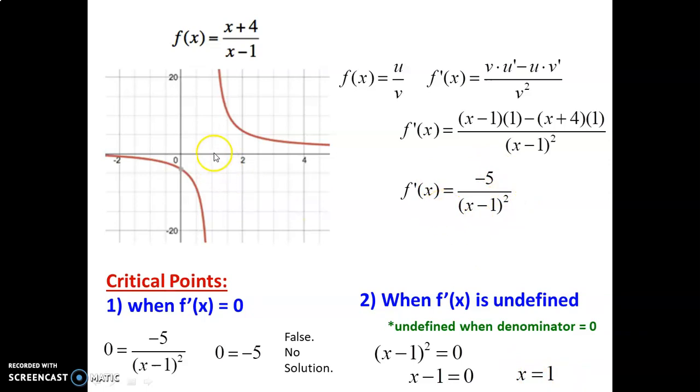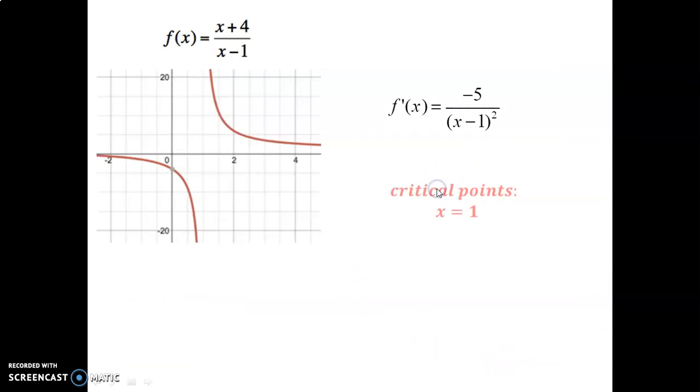And that makes sense because at x equals 1, we have an asymptote. We know there's a break in the graph. So that is one of our critical points. Now we're going to take that critical point, x equals 1, and use it to see what happens to the left and right of it, like we've been doing. We take a value to the left, which is x equals 0, put that in the derivative, and we get a negative value.